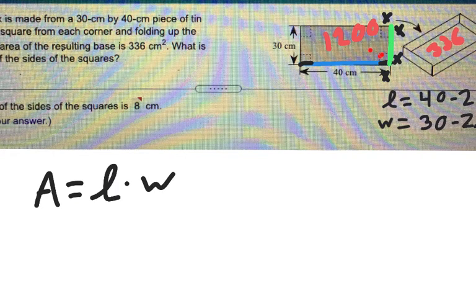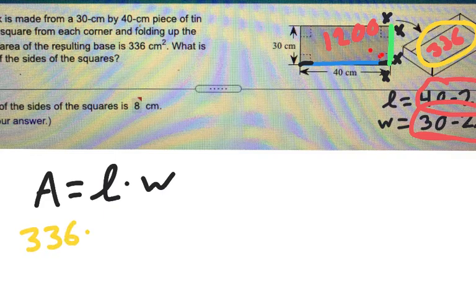Well, in this problem, we know the length, it's 40 minus 2x. And we know the width, it's 30 minus 2x. And we also know what the area should be in the end. It should be 336. So when I substitute all those values into my formula, I'm going to get 336 equals the length, which is 40 minus 2x, times the width, which is 30 minus 2x.